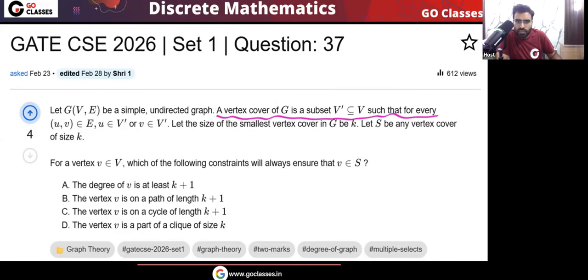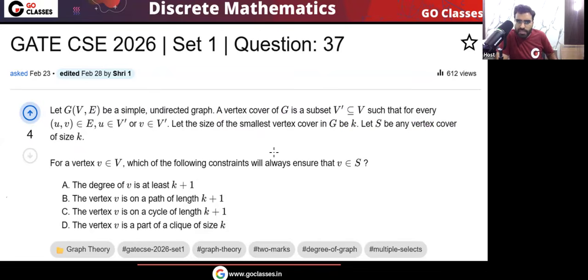Okay, so this is the definition of vertex cover. Very simple. Now the question is saying, let the size of the smallest vertex cover be k. So the vertex cover number is k here. Smallest vertex cover means minimum vertex cover. Let S be any vertex cover of size k. So what is S? This is a vertex cover of size k. And what is k? This is the size of the smallest vertex cover. So I can say S is a smallest vertex cover.